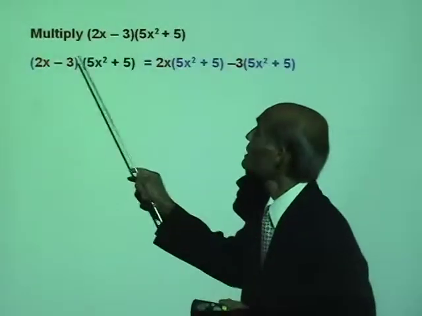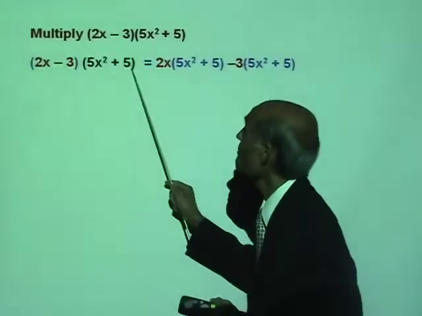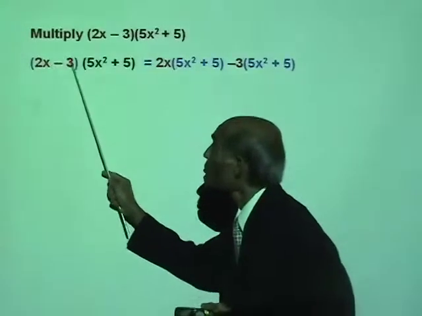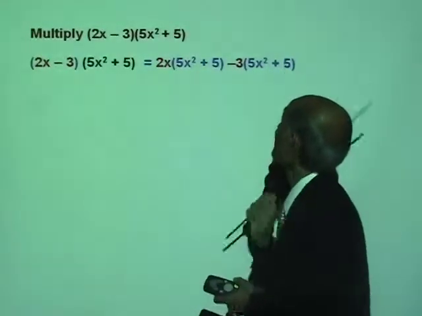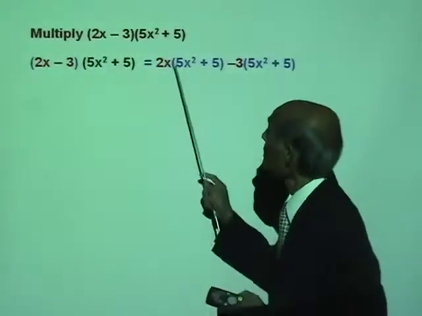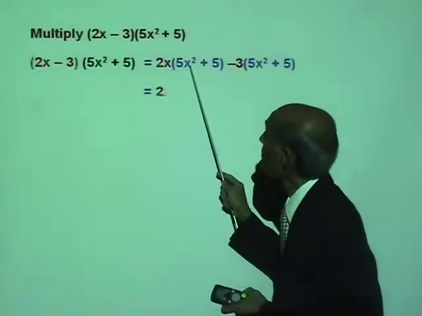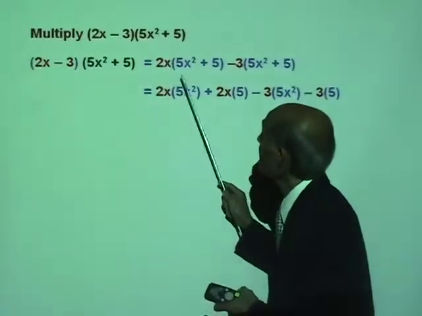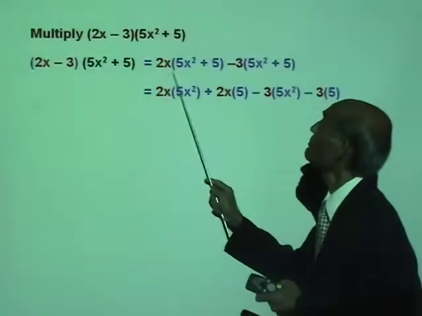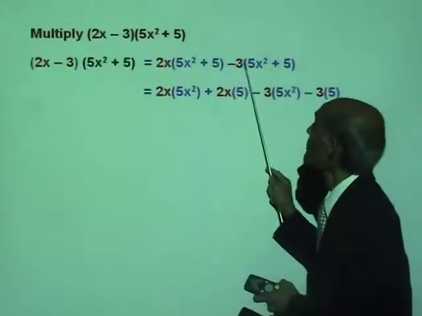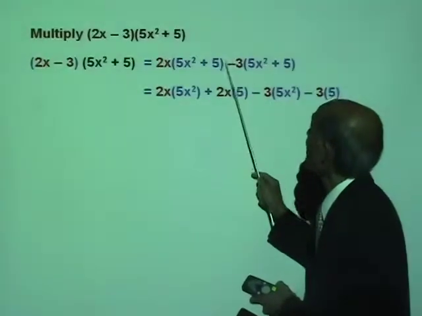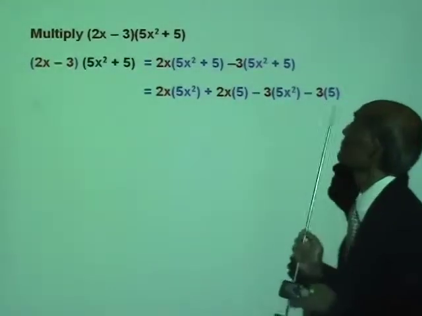Alright, so that is 2x multiplied by 5x squared plus 5, minus 3 multiplied by 5x squared plus 5. Always keep track of the signs. And now multiply 2x multiplied by 5x squared plus 2x multiplied by 5. That finishes the first term. Minus 3 multiplied by 5x squared. Is that right? Minus 3 multiplied by positive 5.